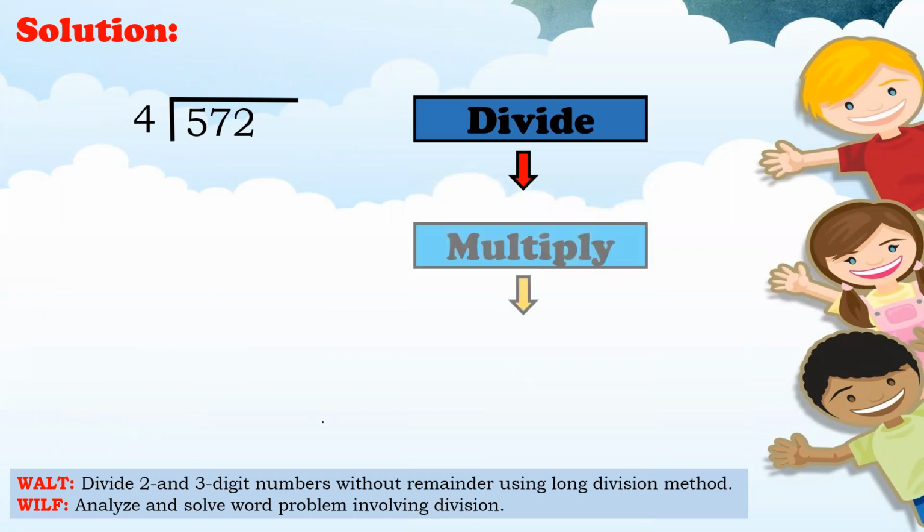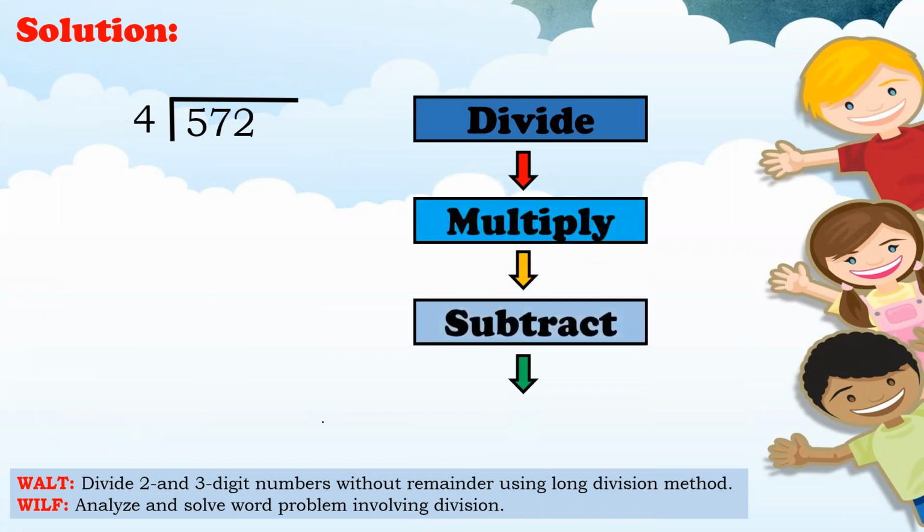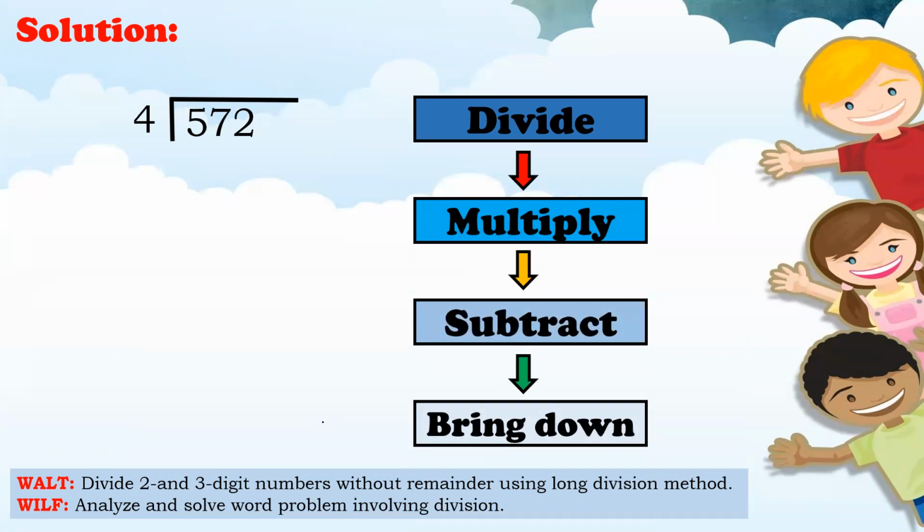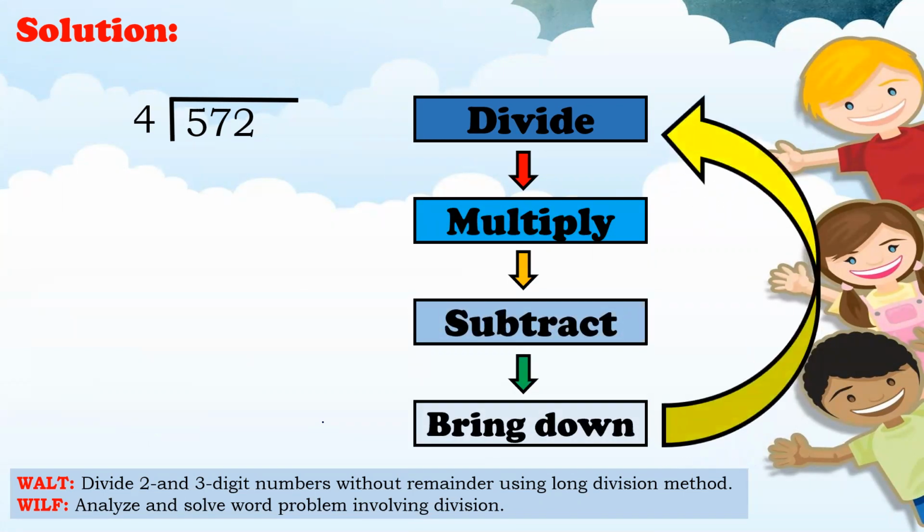First of all, we'll divide, then multiply, and then subtract, and then bring down. And we'll keep doing the same. After we bring down, we'll divide again. So this is how we did it with long division. 4 by 5. 4 divided by 5 is 20. Excellent. 20. How did we get 20?